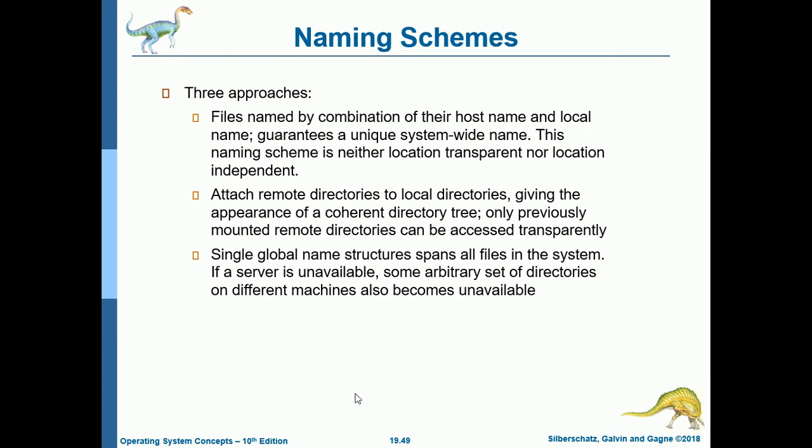Then for the naming schemes, we have three approaches. The first approach is files named by a combination of their host name and local name. It guarantees a unique system-wide name. This naming scheme is neither location transparent nor location independent. The second approach is to attach remote directories to local directories, giving the appearance of a coherent directory tree. Only previously mounted remote directories can be accessed transparently. And another is a single global name structure that spans all files in the system. If a server is unavailable, some arbitrary set of directories on different machines also becomes unavailable.